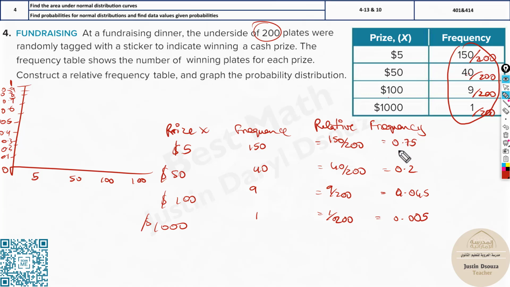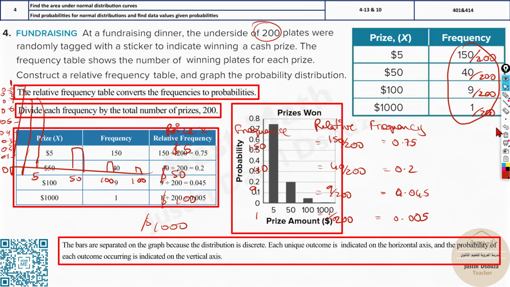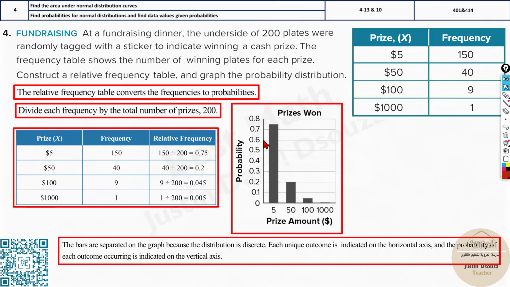Now, when it's 0.75, where is it at 5? 0.75 is somewhere over here. You need to do a bar graph like that. And 0.2 is for 50, somewhere over here. This is 0.045, and lastly, very, very small. So that would be the answer. That would be the probability distribution. You can see here, let me just clear it off. This is more accurate.